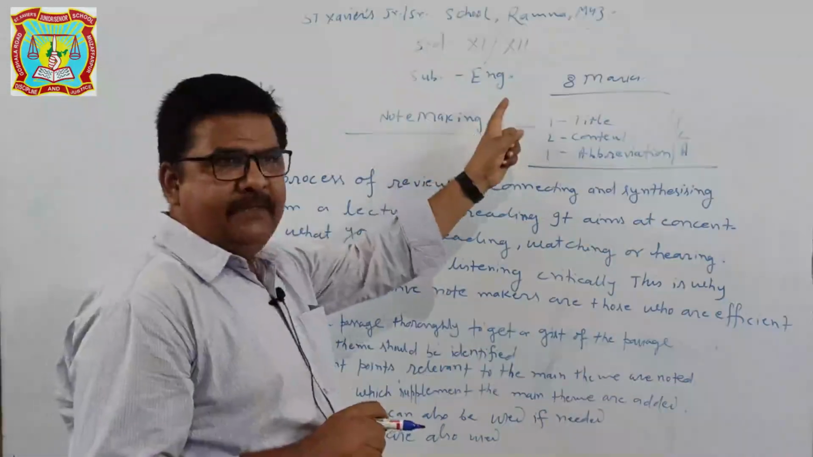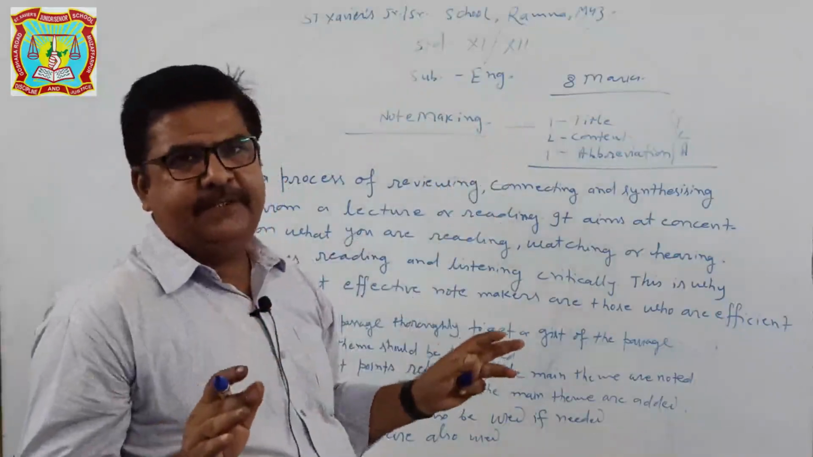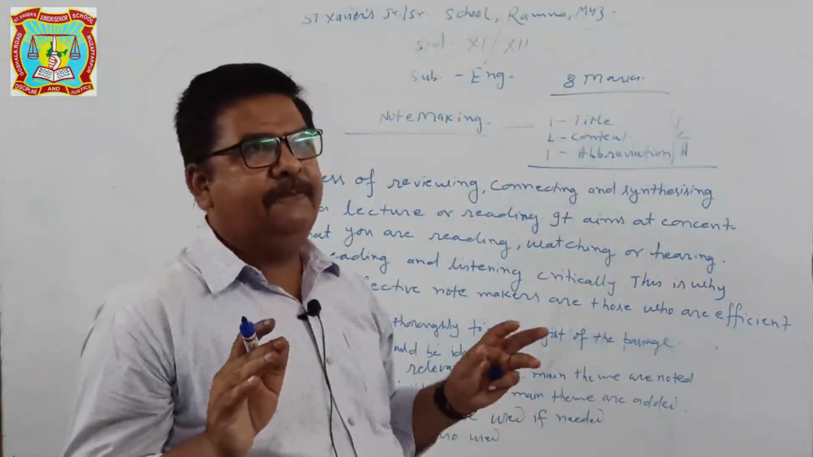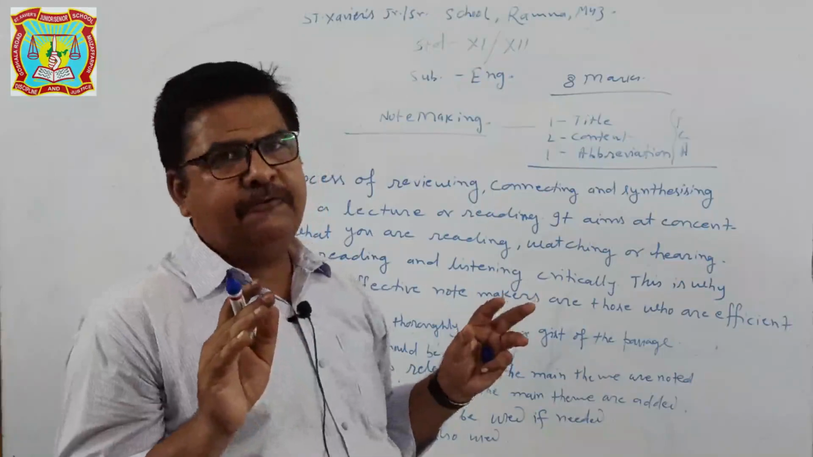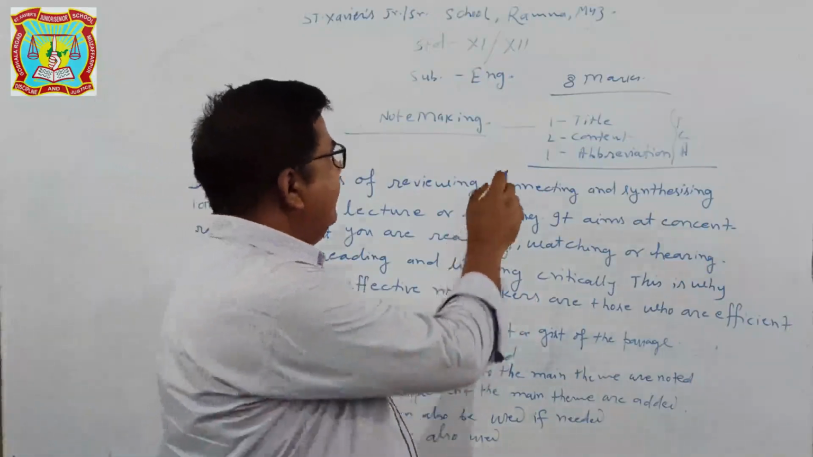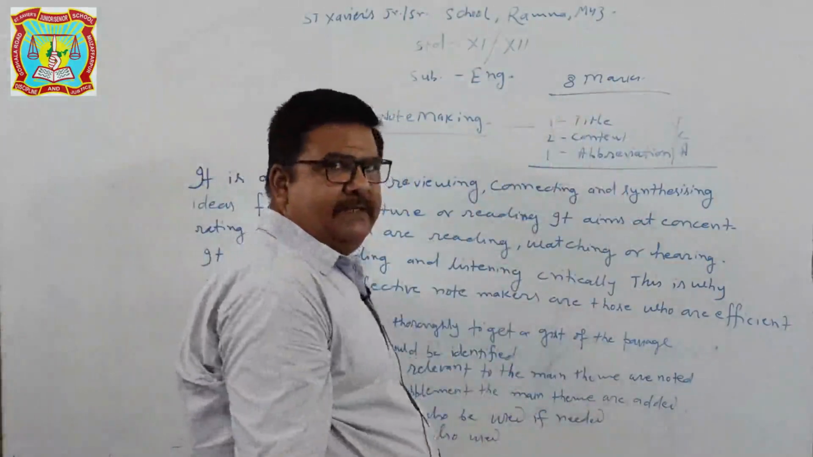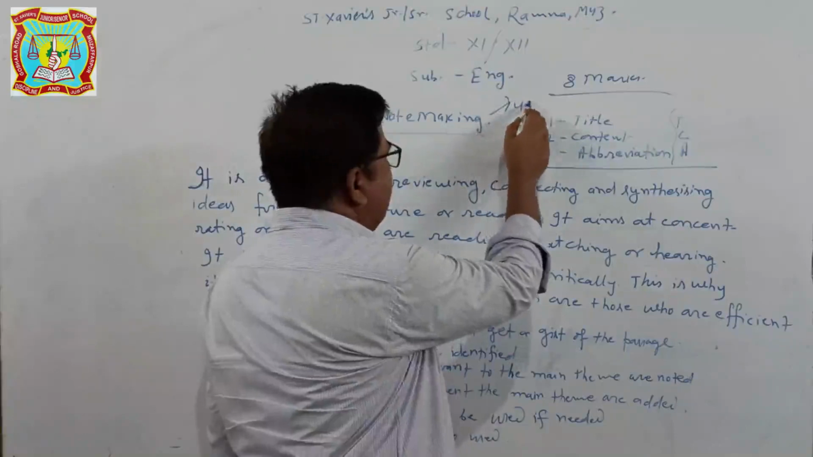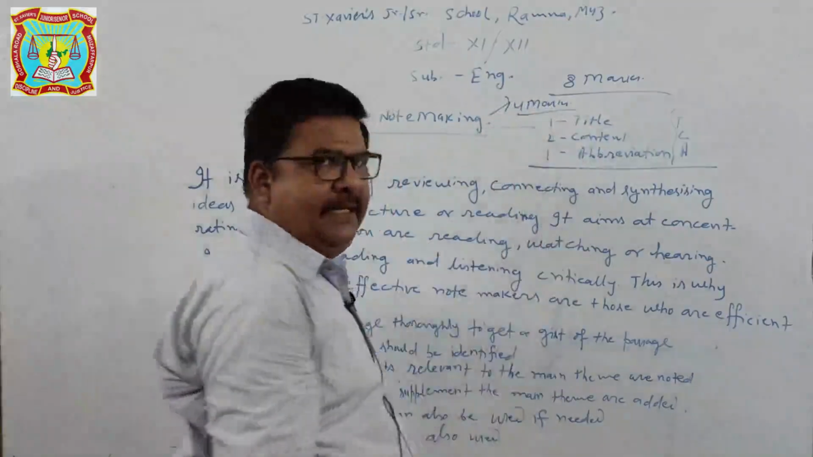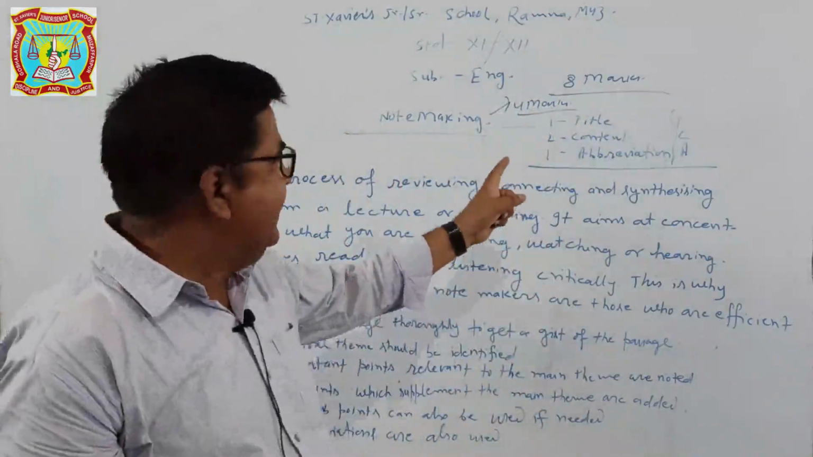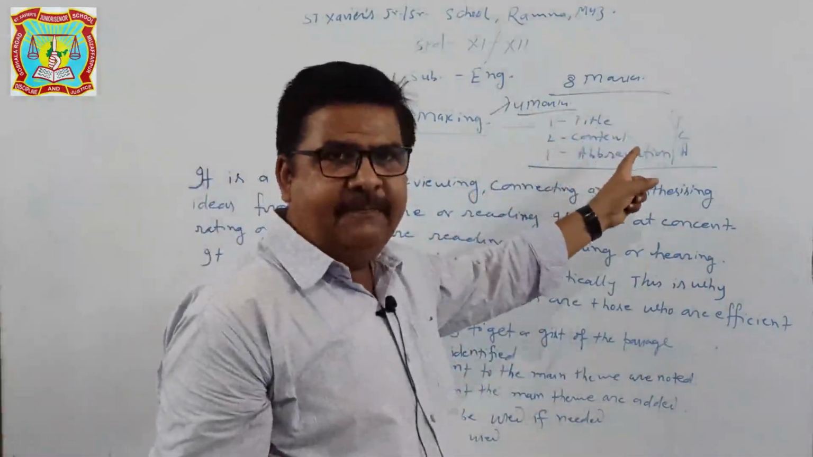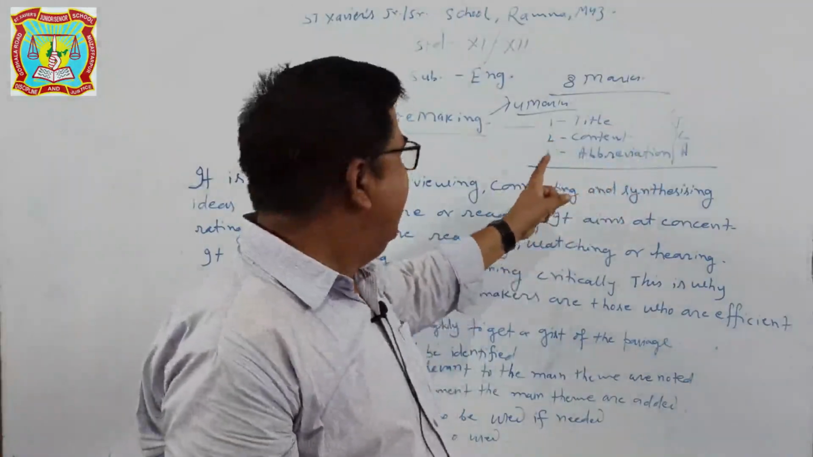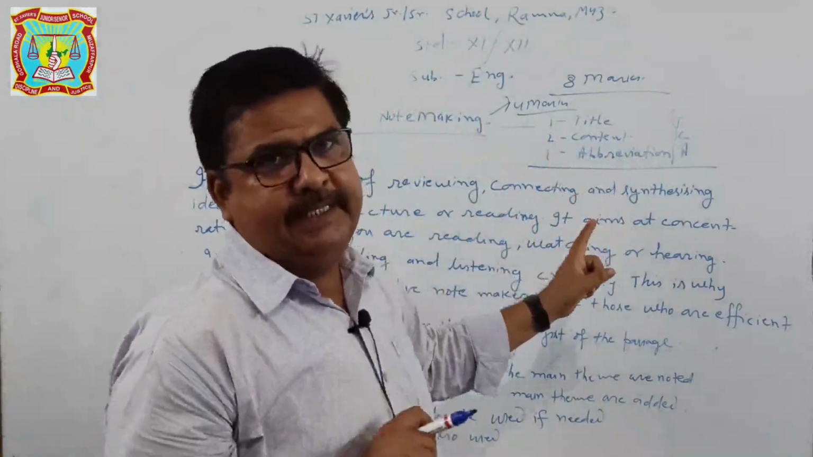So this question carries, you will be given a passage. The passage will consist of about 500 words. It will carry 8 marks. For note making, you will have 4 marks. 4 marks for note making, and the division of 4 marks is 1 for title, see it carefully, 2 for content, and 1 for abbreviation. Clear?